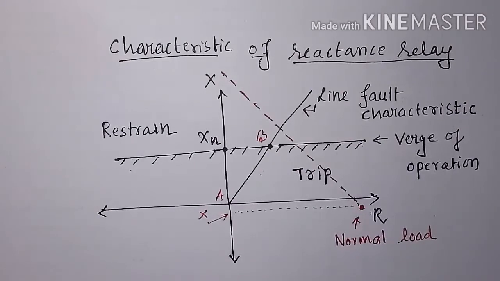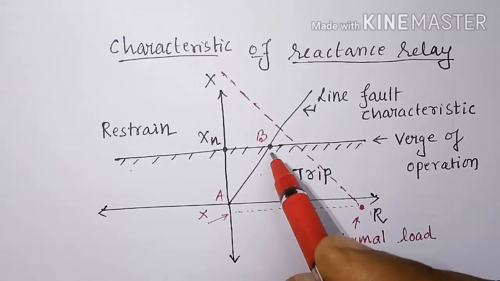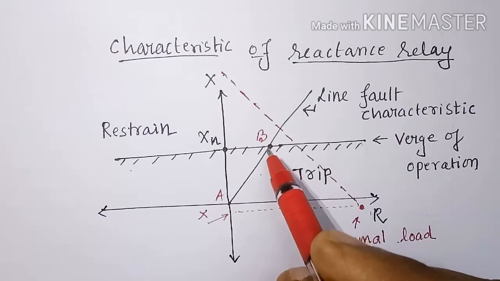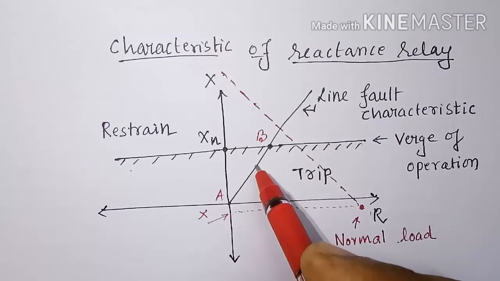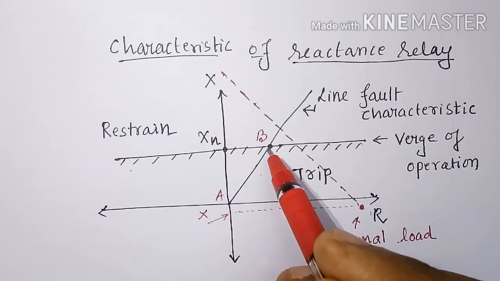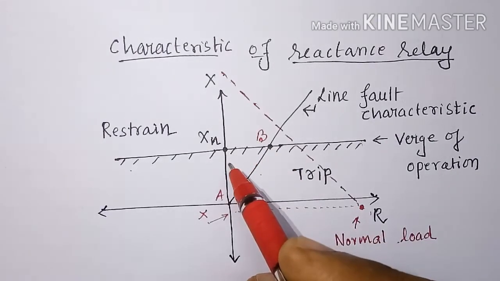That means, during the fault, if impedance of transmission line goes down below point B, then the relay will operate because the reactance corresponding to any point on section AB of transmission line will be within the trip region.